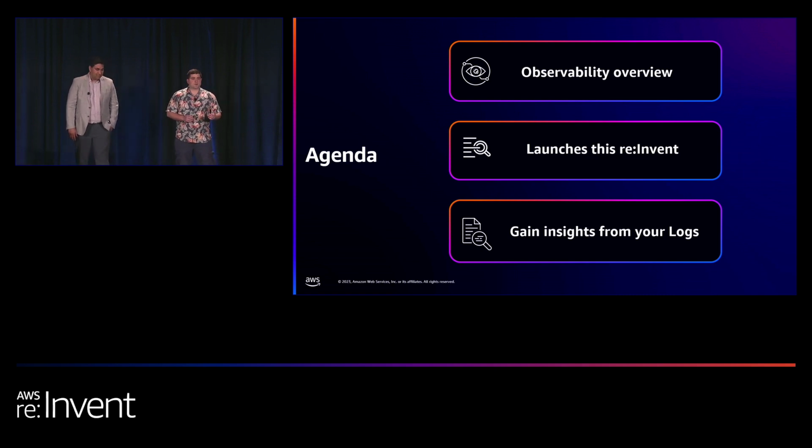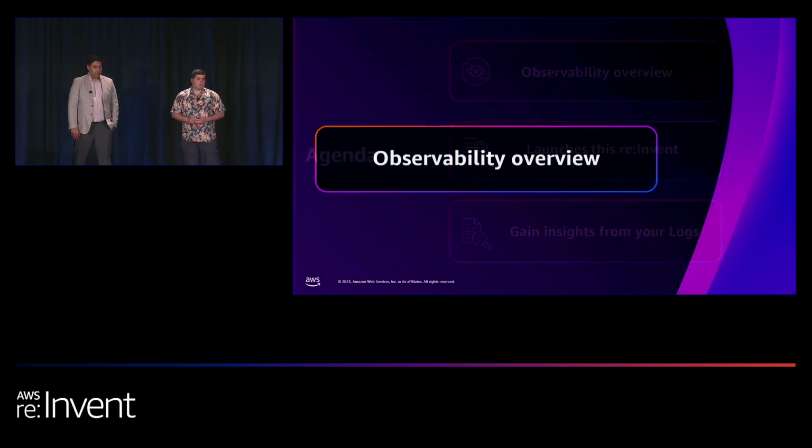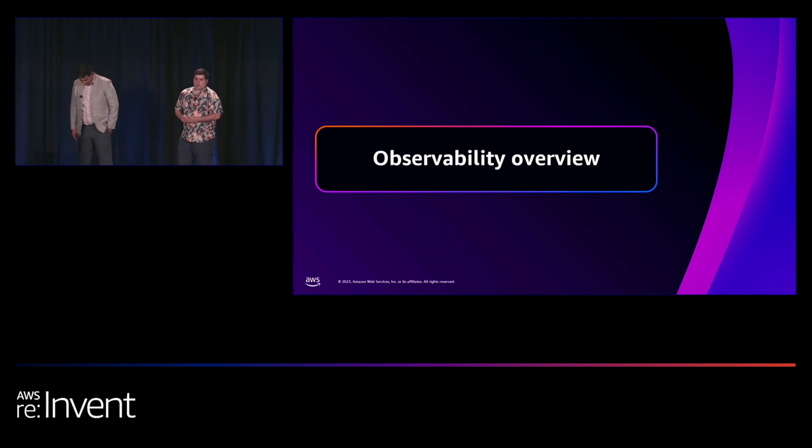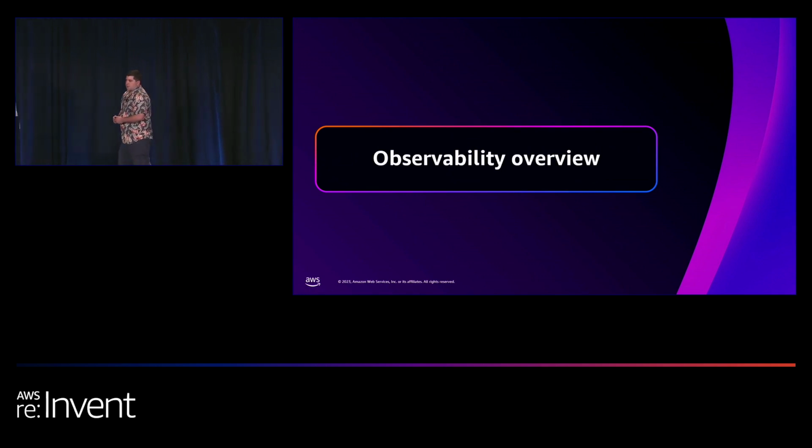From there, we're going to go into what all the new stuff we launched this week is. So really, really cool launches. If you look at the What's New page from Sunday, I think there are 3 or 4 really neat launches with CloudWatch logs. From there, we'll talk about how we can use those new features, as well as all the existing features in CloudWatch logs, to gain actionable insights from your logs. So with that, we're going to jump right into an overview of observability.